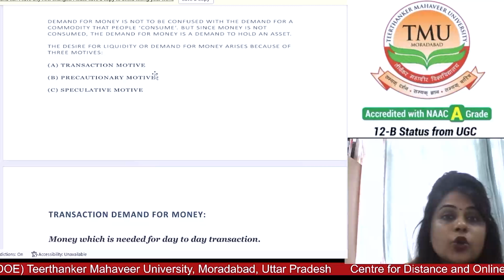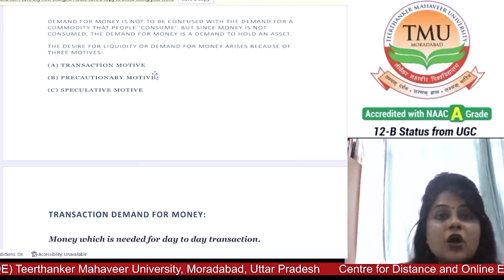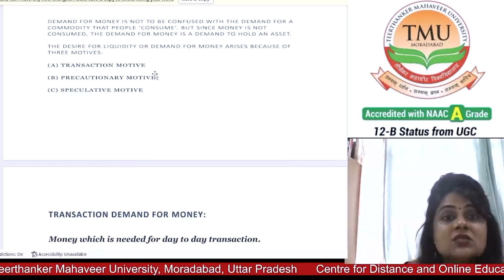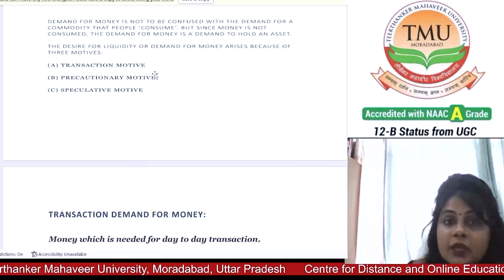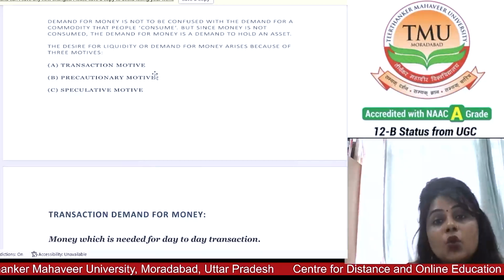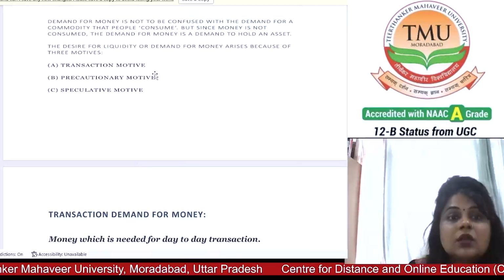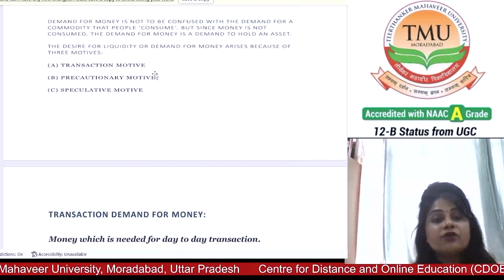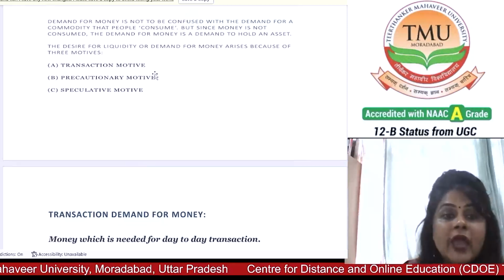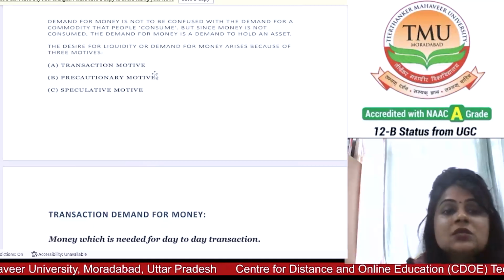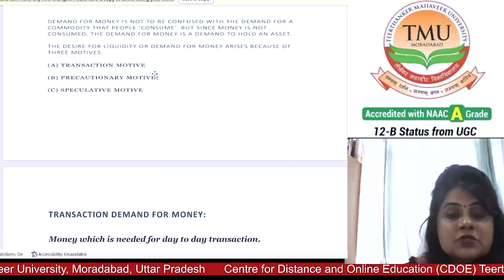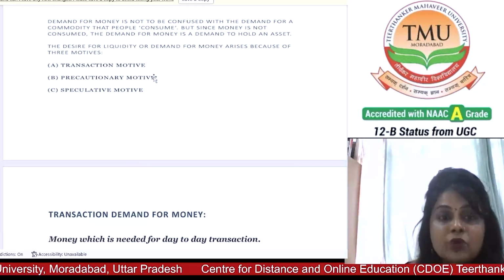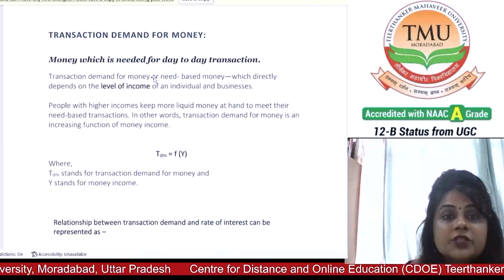Demand for money is not to be confused with the demand for a commodity that people consume. Since money is not consumed, the demand for money is a demand to hold an asset. Liquidity preference means the desire of the public to hold cash. According to Keynes, there are three motives: transaction motive, precautionary motive, and speculative motive. First, the transaction motive.